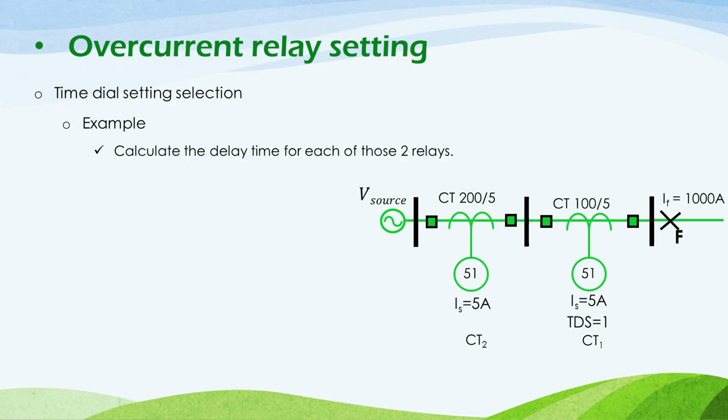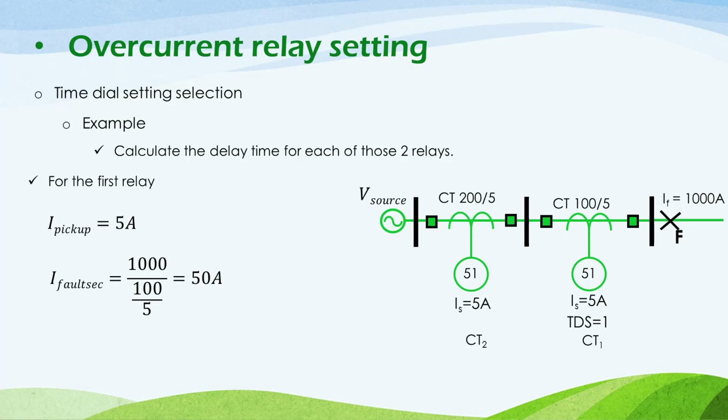Alright, now for the first relay, its pickup current equals 5 amperes, and we can determine the fault current through the secondary of that current transformer as the primary fault current over the transformation ratio. So it equals 1000 over 100 over 5, so the secondary fault current equals 50 ampere. And now we are ready to calculate the plug multiplier setting as the fault current through the secondary over the pickup current of the relay. So it equals 50 over 5, which gives 10 taps. Hence, the multiple of taps, or the plug multiplier setting, for the first relay equals 10 taps.